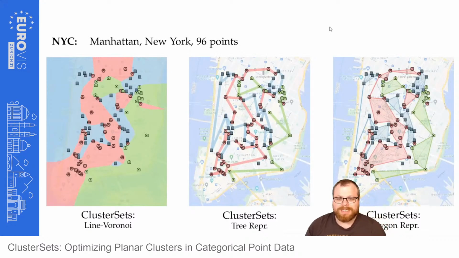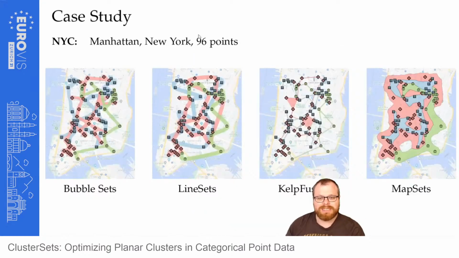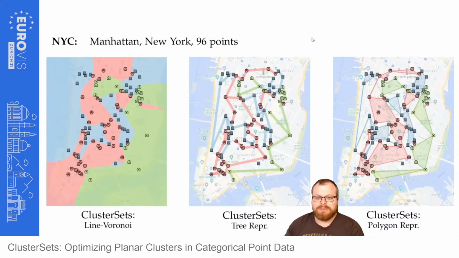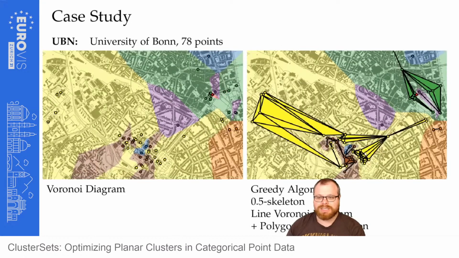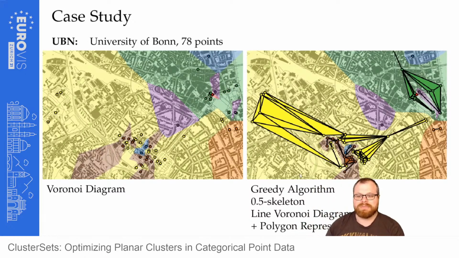For our representations, the tree representation is quite similar to the kelp fusion and line sets and also the bubble sets, where we don't really see the clusters very well since everything is just connected by lines. However, in the polygon and in the line Voronoi representation, we can clearly make out the clusters. And in this example, the line Voronoi representation seems to work particularly well, because the points are almost evenly separated throughout the map. On the other hand, in other maps where we might have large empty regions like here, the polygon representation seems to work better.